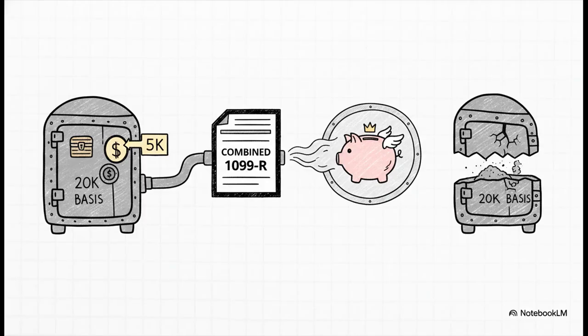And this slide right here shows the incredible danger if you report both distributions together on a single entry. Your tax software will get fooled. It will incorrectly spend $5,000 of your $20,000 personal basis to cover the withdrawal. But wait. The inherited money didn't need covering. It was already tax-free. You've just permanently wiped out $5,000 of your own basis, creating a future tax bill for yourself out of thin air.